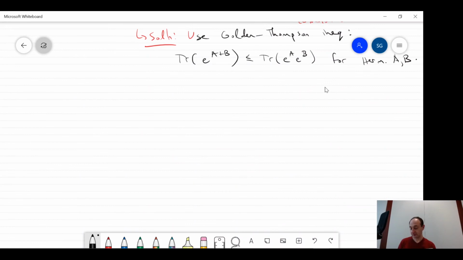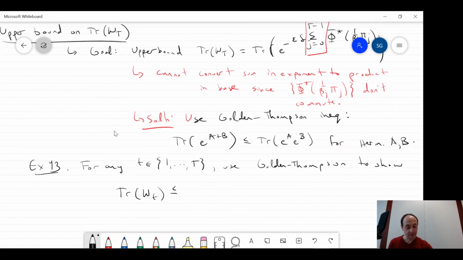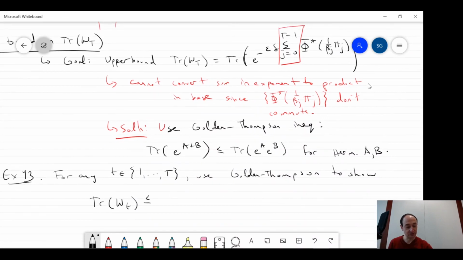So the next exercise says the following, right? Basically the remaining exercises are just guiding you through this. What does this say? It says that for any t, oh, we need some braces here. Okay, for any t from 1 up to capital T, use this Golden-Thompson inequality to show that if I take the trace of W_T, right, then that is what? So this is what I had, right? The trace of W_T is just this crazy thing over here.